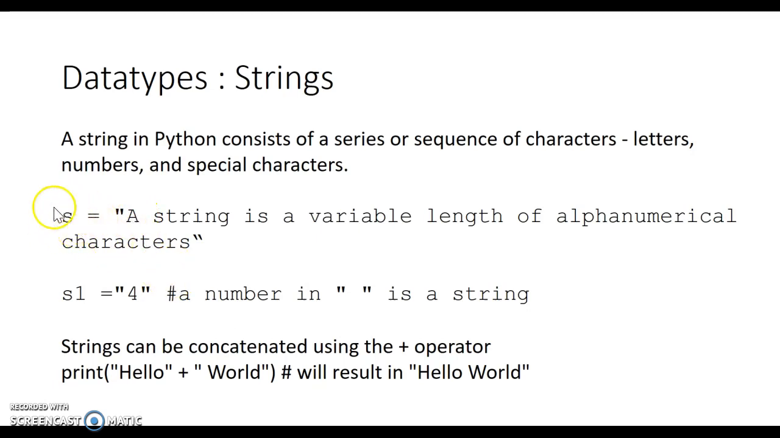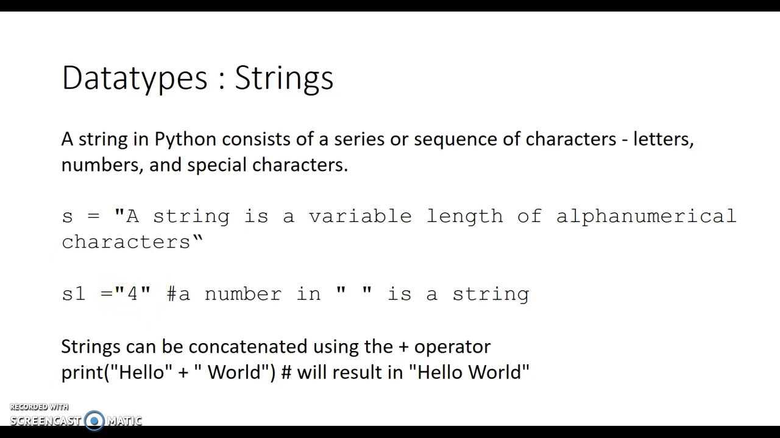You can see here I've declared a variable called s and I've assigned it this string, which I've used double quotes around. All the characters in here are part of that string value that's been assigned to s. In this example, I've declared a variable s1 and I've assigned it the value 4, but 4 is in quotes, so it's seen as a string.